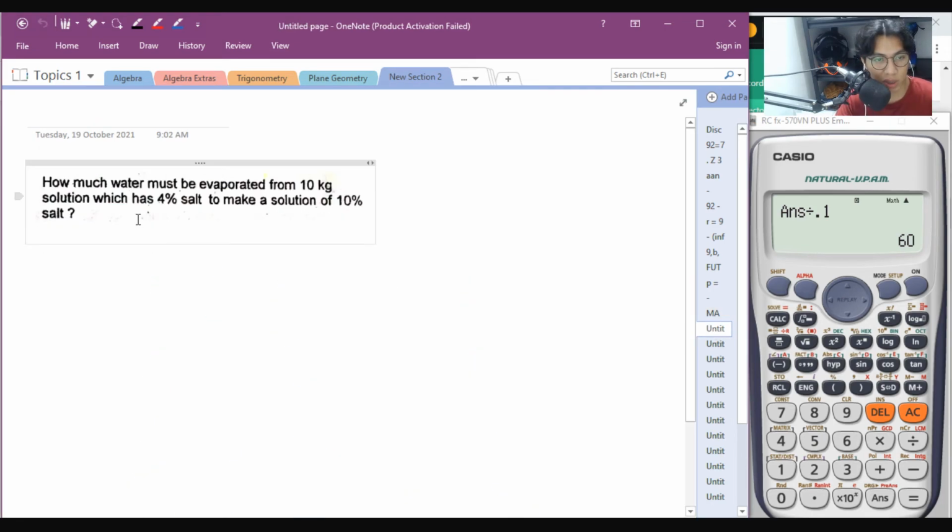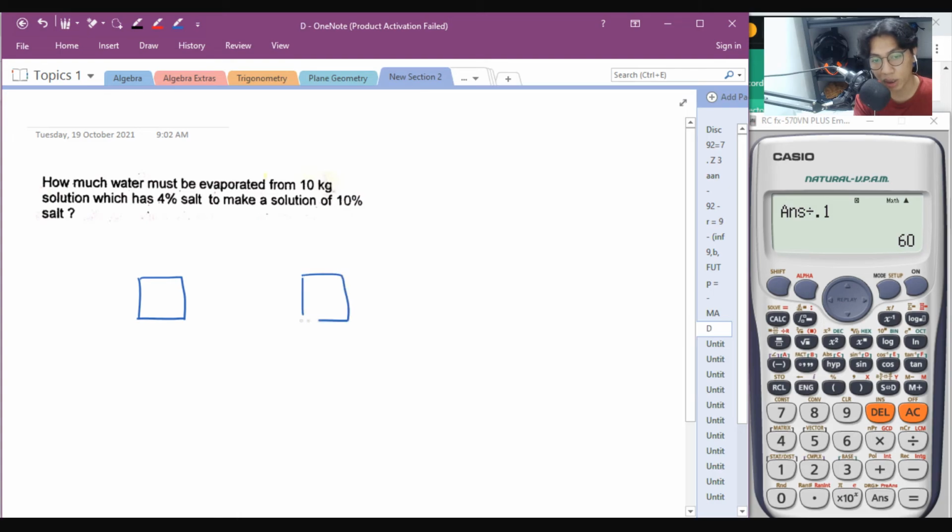Another one. How much water must be evaporated from 10 kilograms of solution which has 4% salt to make a solution of 10% salt? Now, an evaporative problem. Kapag evaporative problem, ibig sabihin, tatanggalan mo ng tubig. Okay? So, dito, you have 4% ng solution ng salt. This is mixture A. Meron kang total na 10 kilograms. Siyempre, mababawasan mo ng tubig. Ang tubig is pure substance. So, wala kang percent ng salt dyan. So, 0%.